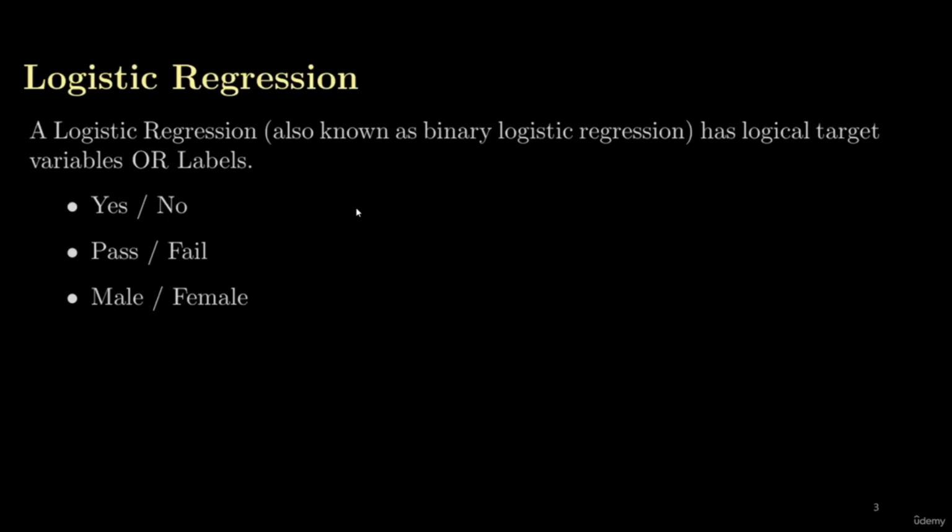So basically, what is logistic regression? Logistic regression, also known as binary logistic regression, has logical target variables or labels. Initially, logistic regression was designed to perform binary classification. When we say binary classification, it means it has two categories, like yes or no, pass or fail, male and female.